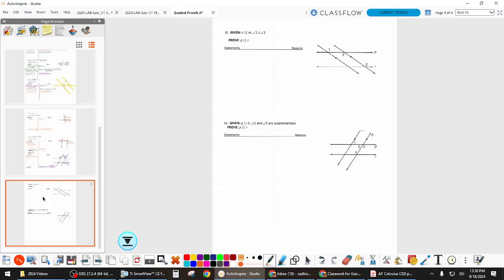And how about the second one? Actually, I don't like this kind. Kind of the same. You guys struggle more with when it says supplementary or congruent. Awesome. Well, let's see the second one then.